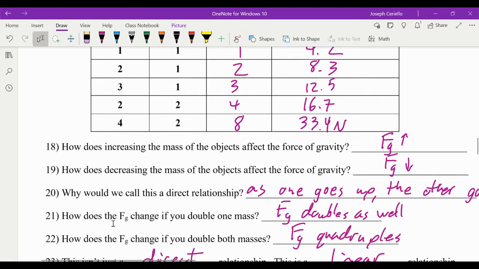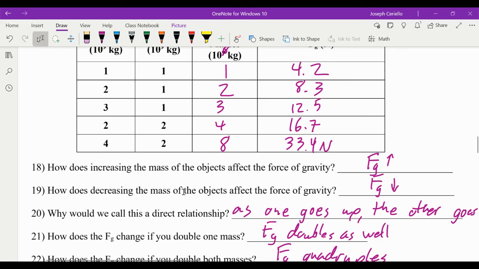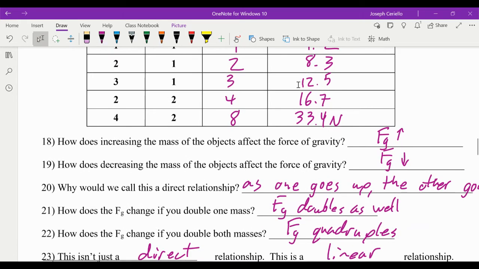Well, let's see. How does force of gravity change if you double one mass? An example of that would be like going from this first row to the second row. You're just doubling one of the masses. So when you double one of the masses, hopefully you see this, the force doubles as well. Now that's a little bit rounded, that's why it's not perfect, but the force doubles as well.